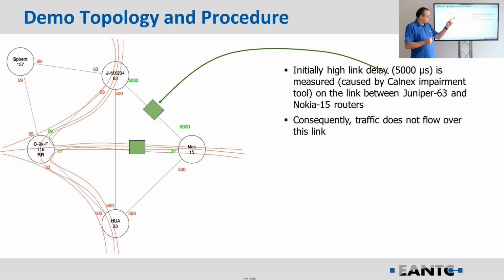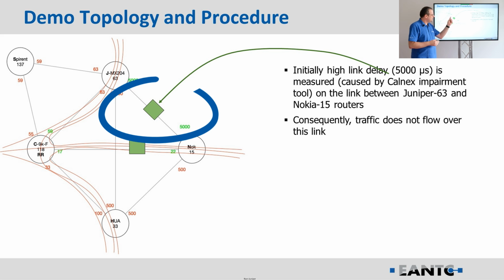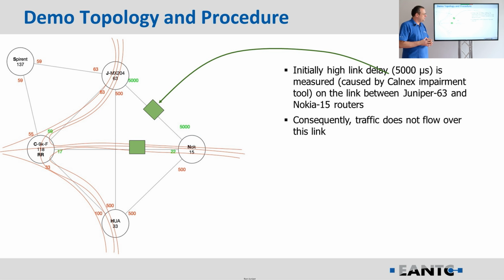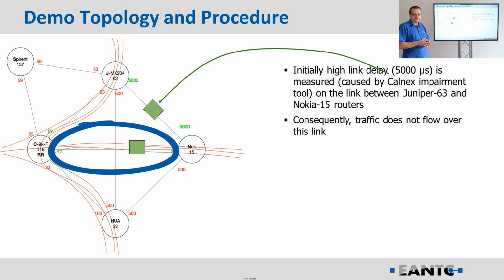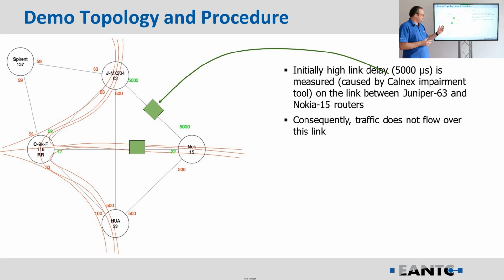In the topology, we also have a Calnex device in two places. This Calnex device is used to introduce delay, so we can reprogram it to increase or decrease delay. At the moment on this link, the Calnex device introduces 5,000 microseconds, so 5 milliseconds in one direction. So it's 10 milliseconds round trip on this link. On this link, the Calnex device doesn't introduce any specific delay. So this is more or less what we measure at the moment in the network.